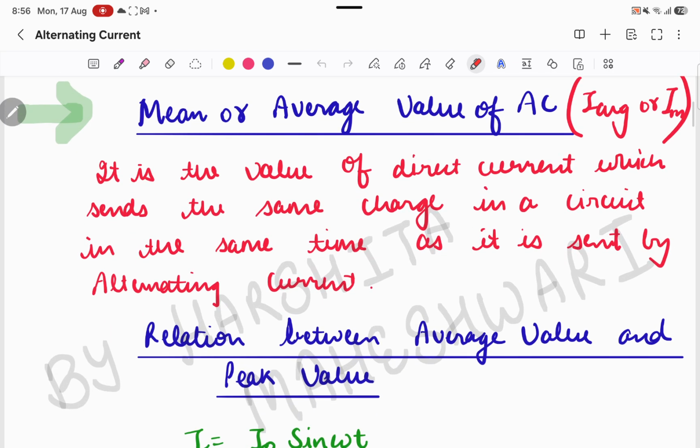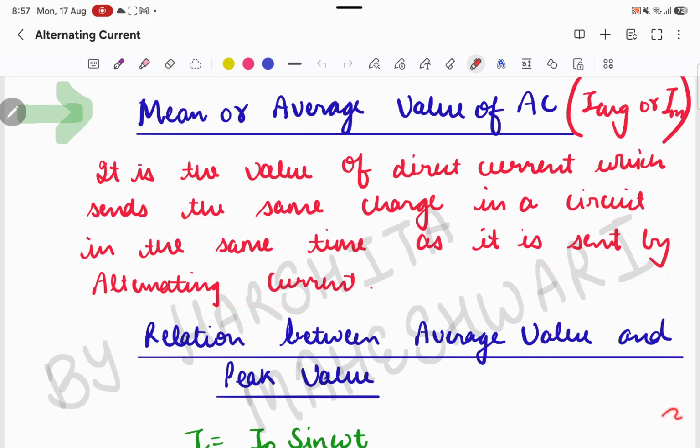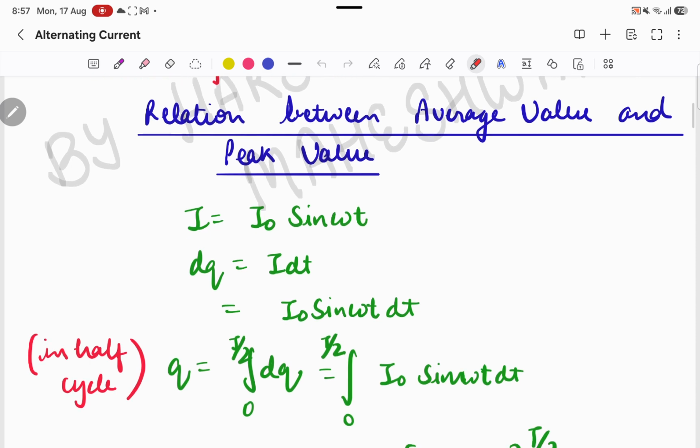Now let's calculate the mean or the average value of the alternating current. So it is that value of direct current, mark my words, which sends the same charge in a circuit in the same time as is sent by the alternating current. A good thing, right? So we have a relation between the average value and the peak value. Average value is written as I average. Peak value is written as I naught.